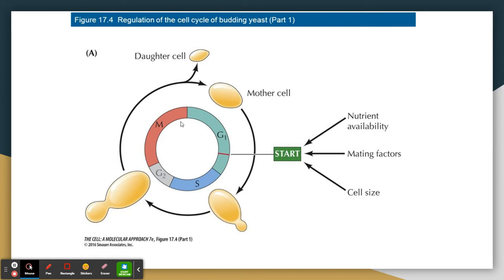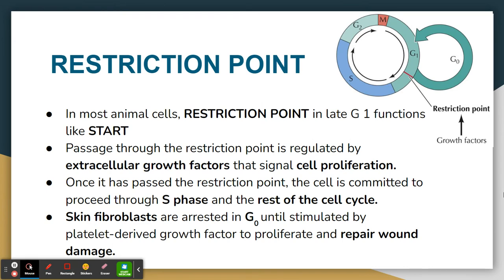Now, start is a highly regulated event in yeast cells, where it is controlled by external factors like availability of nutrients, mating factors, and adequate cell size. The proliferation of most animal cells is similarly regulated in the G1 phase of the cell cycle. In particular, a decision point in late G1 is known as the restriction point. In most animal cells, the restriction point in late G1 functions similarly to start.